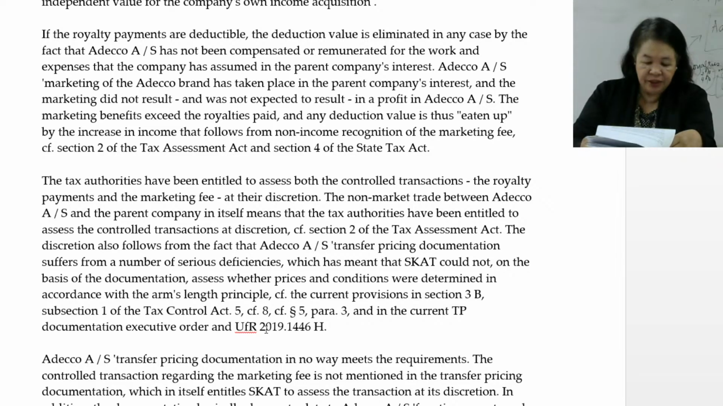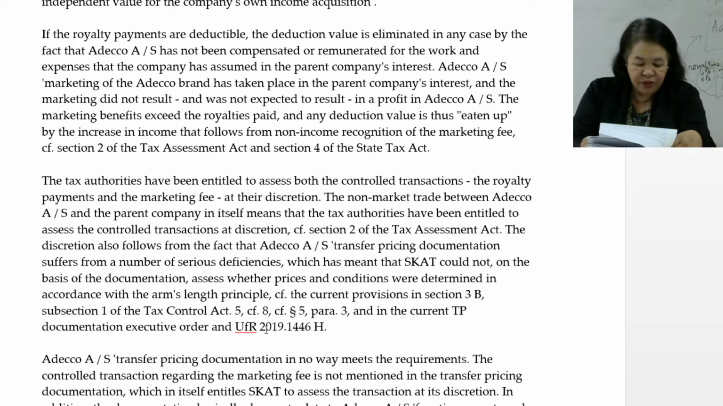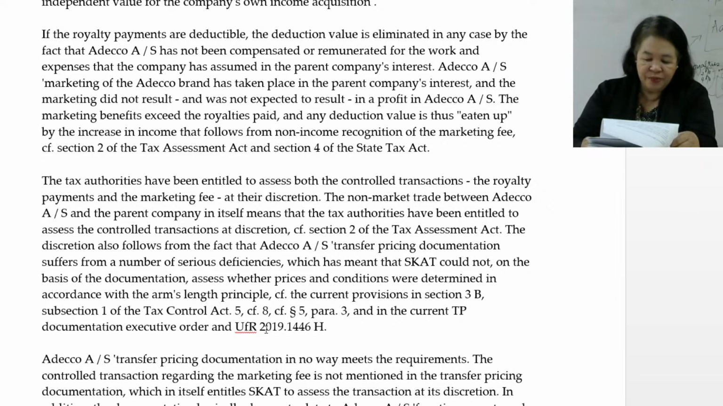So the tax authorities have been entitled to assess both the controlled transactions, the royalty payments and the marketing fee at their discretion. The non-market trade between Adecco and the parent company in itself means that the tax authorities have been entitled to assess the controlled transactions at discretion of Section 2 of the Tax Assessment Act. The discretion also follows from the fact that Adecco AS transfer pricing documentation suffers from a number of serious deficiencies.